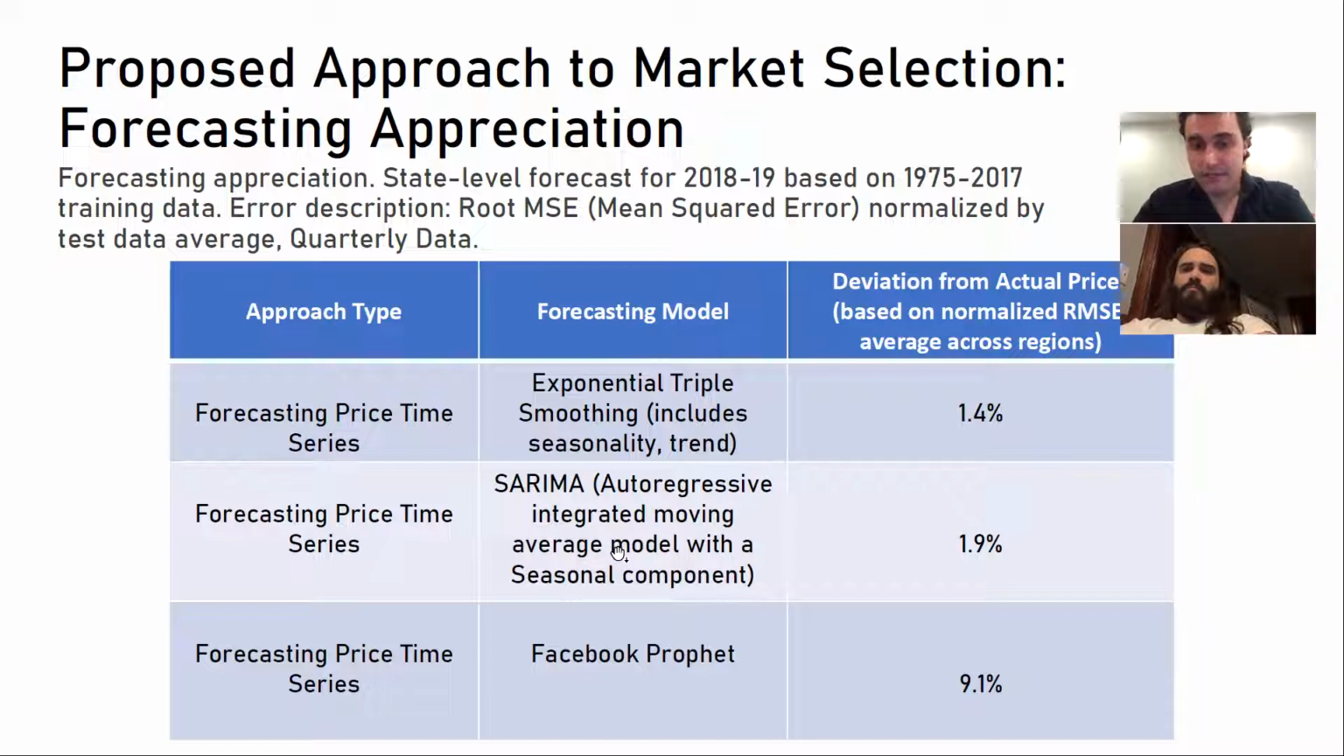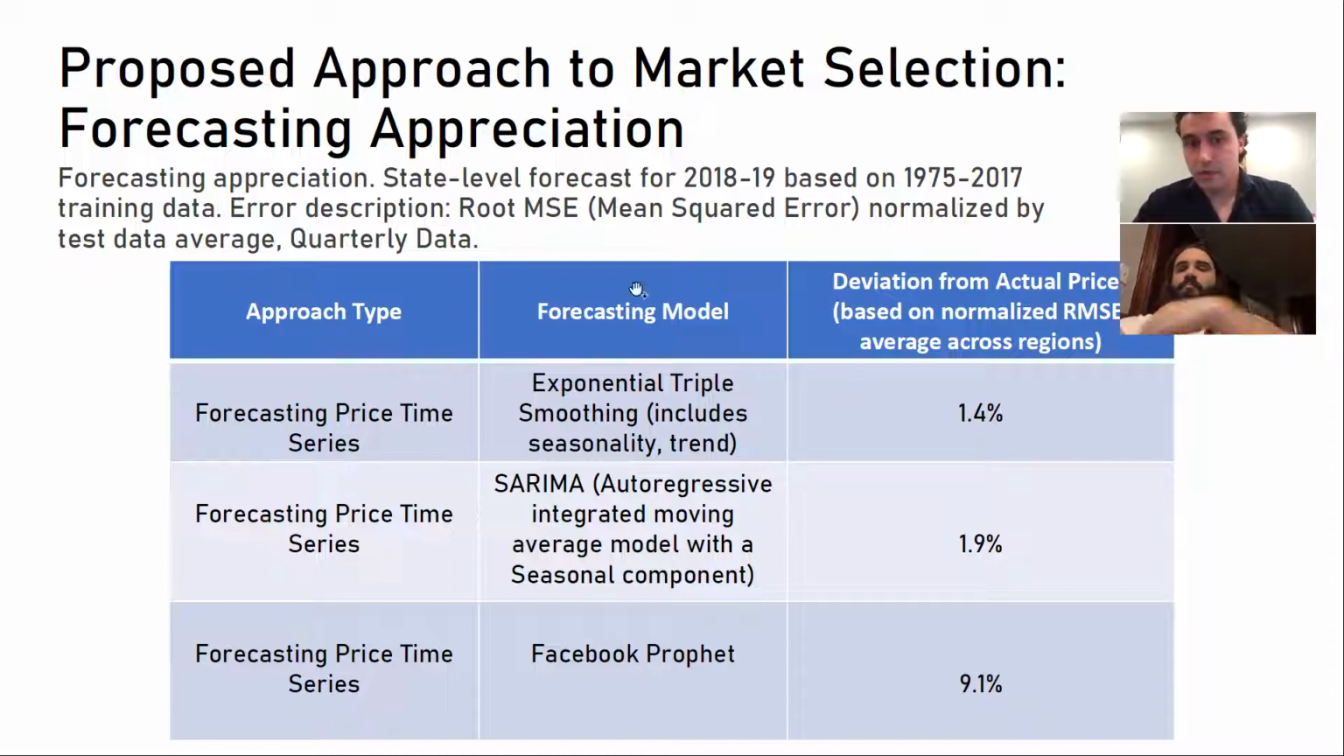ARIMA, the autoregressive integrated moving average model with a seasonal component, is another one. So both of these performed fairly well. And then Facebook Prophet is another, newer model, and I didn't get good results with it. Maybe I need to spend more time, but those are 2-3 of the main models.